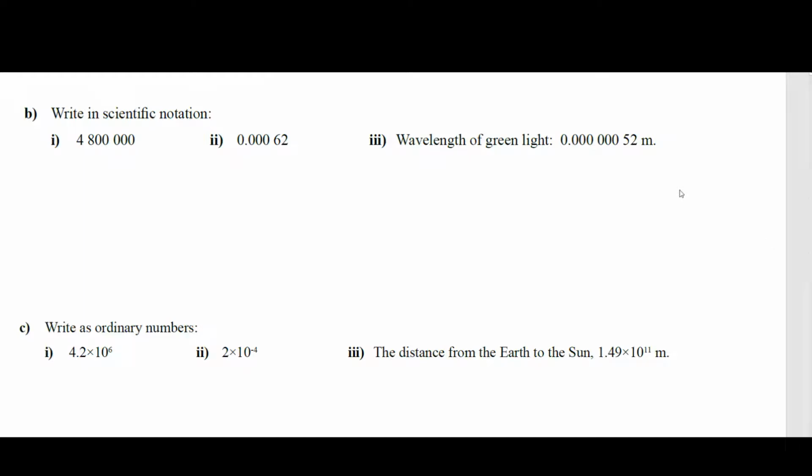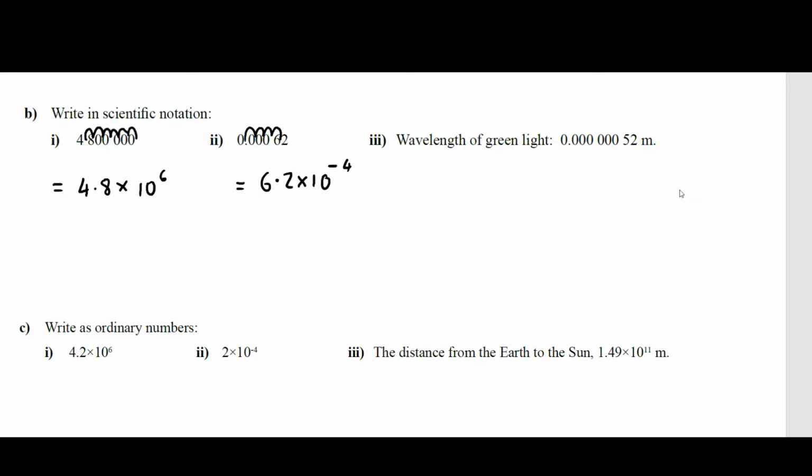Next part, B. Write in scientific notation. Here we're going to have 4.8 times 10 to the power of 1, 2, 3, 4, 5, 6. Here, it's going to be 6.2 times 10 to the power of negative 1, 2, 3, 4. So here we went 6 forward. Here we went 4 back.